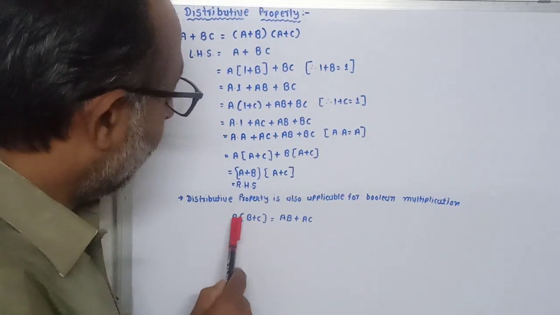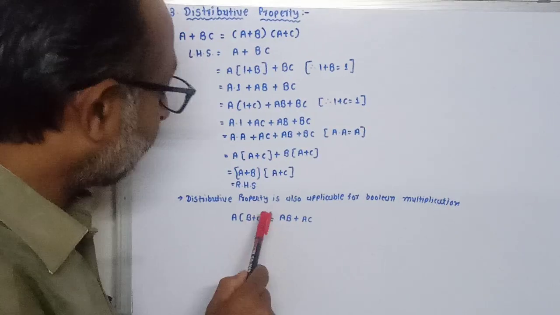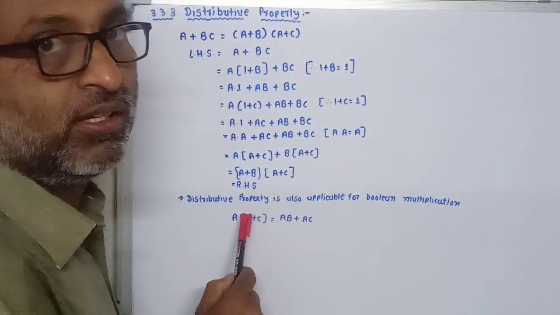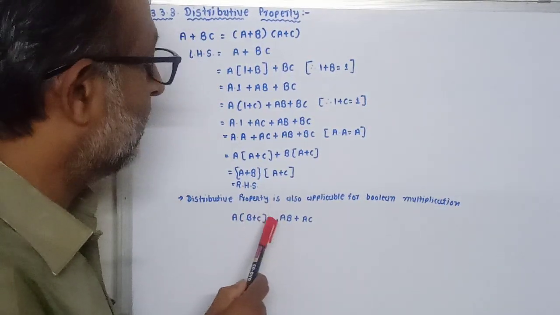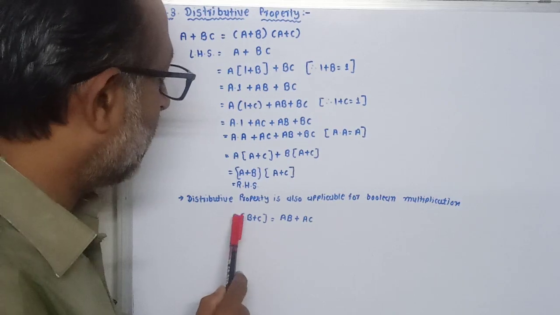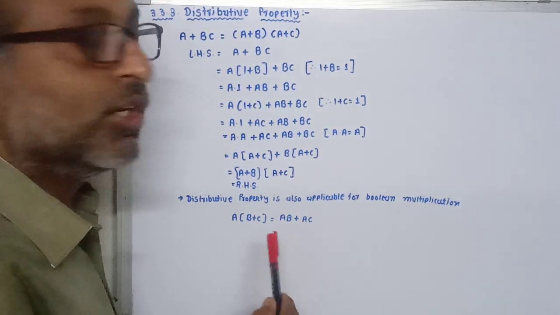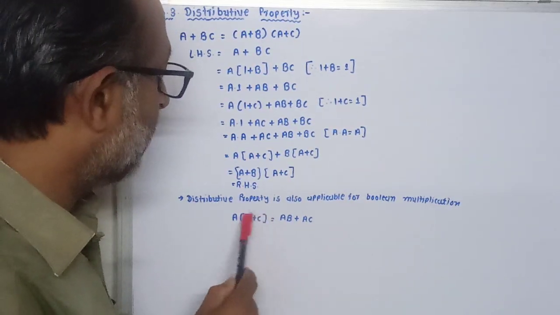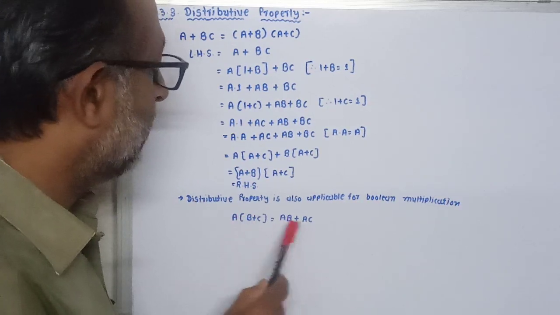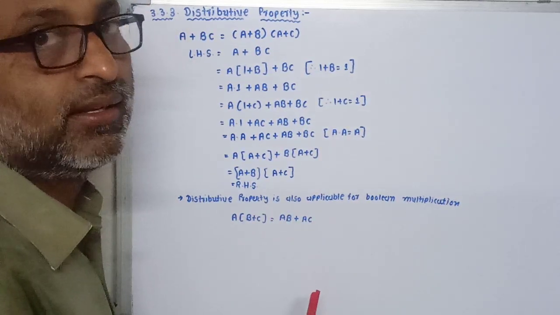So here a into (b plus c). Here this is the group of inputs b and c. So we can multiply a to both inputs b and c. So we will get ab plus ac.